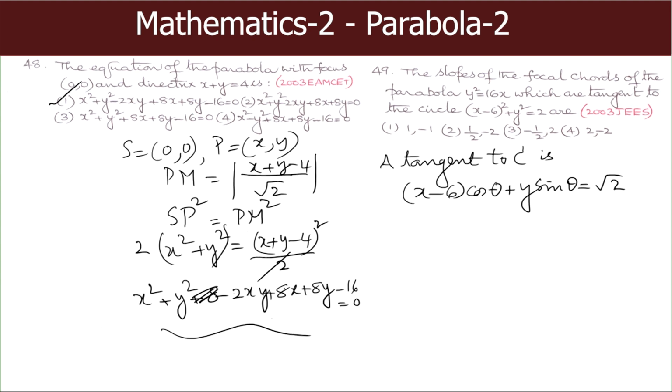So, r is √2. So, any tangent to the circle x minus x naught whole square plus y minus y naught whole square equal to r square is x minus x naught into cos theta plus y minus y naught into sin theta is equal to r. So, that is the equation of the tangent. Now, this is the focal chord for the parabola provided that this passes through the focus. Focus is 4, 0. So, this happens to be a focal chord for the parabola if and only if this line passes through 4, 0, which means minus 2 cos theta is equal to √2 or cos theta equal to minus 1 by √2.